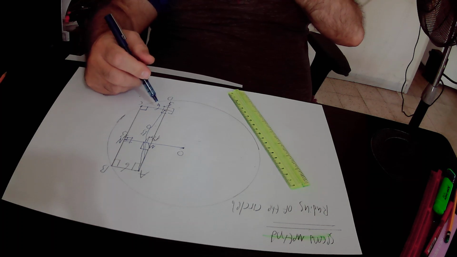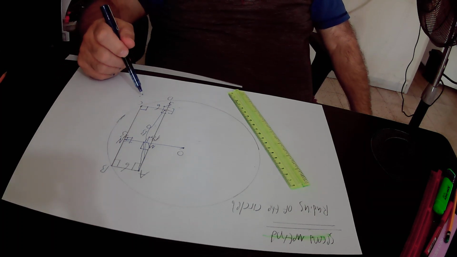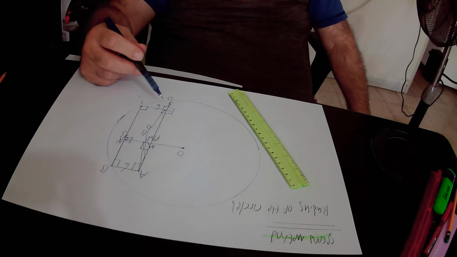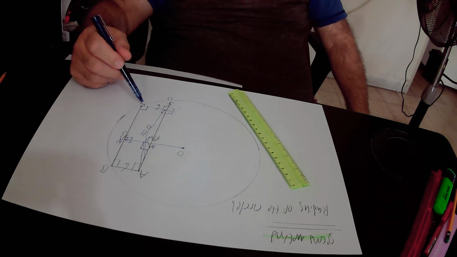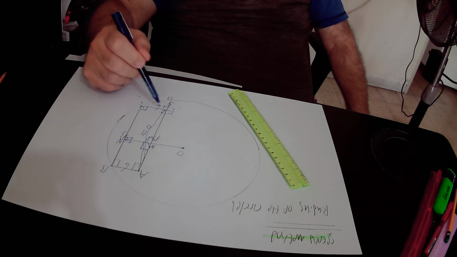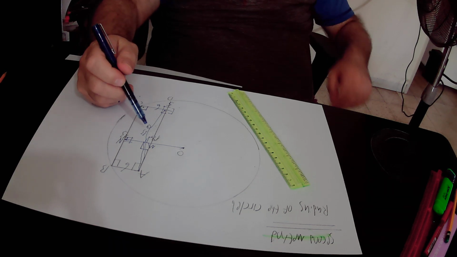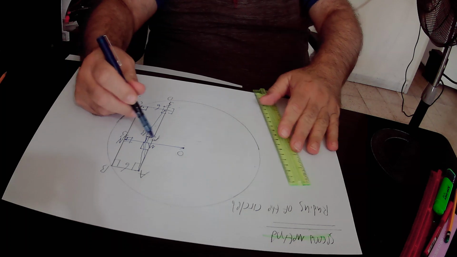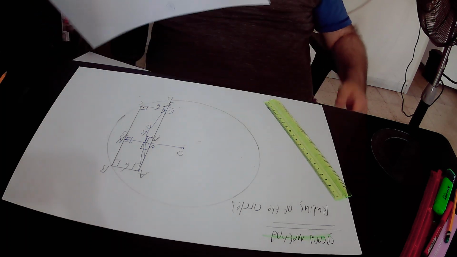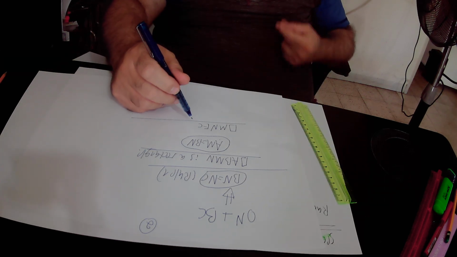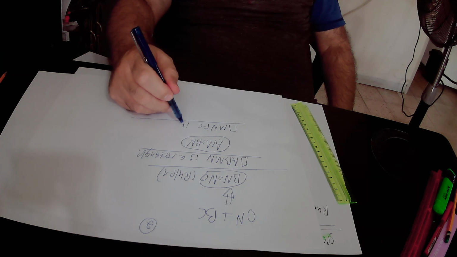And because ABCE has 1, 2, 3 right angles, the fourth angle must also be equal to 90 degrees. That is to say, this angle also equals 90 degrees. Therefore, in quadrilateral MNEC we have 1, 2, 3 right angles, so the fourth angle, this angle, must also be equal to 90 degrees. That is to say, in quadrilateral MNEC we have 4 right angles, and because of that, quadrilateral MNEC is a rectangle.